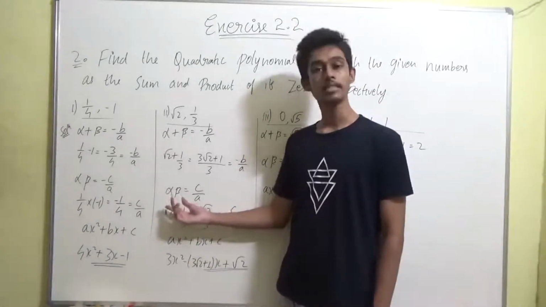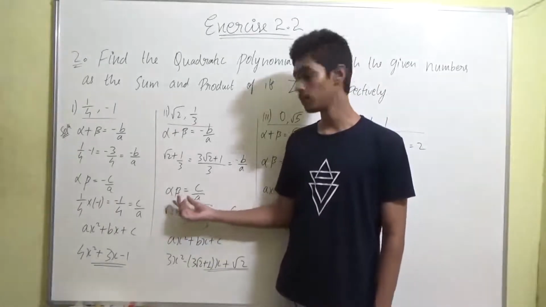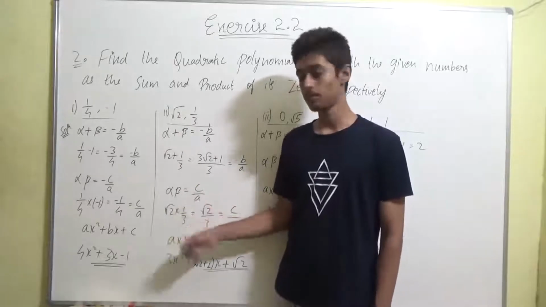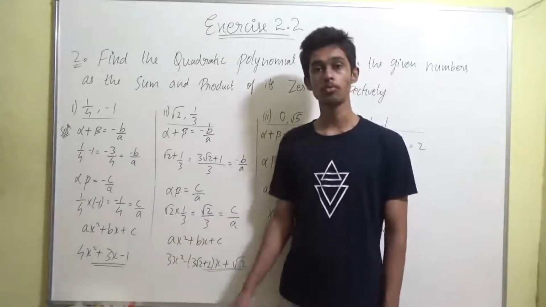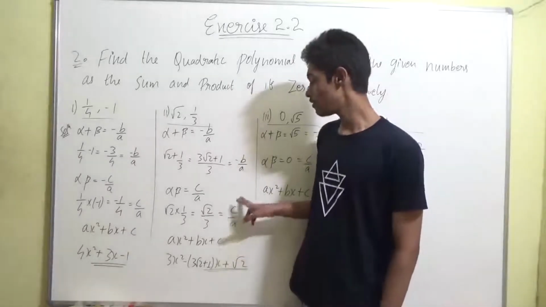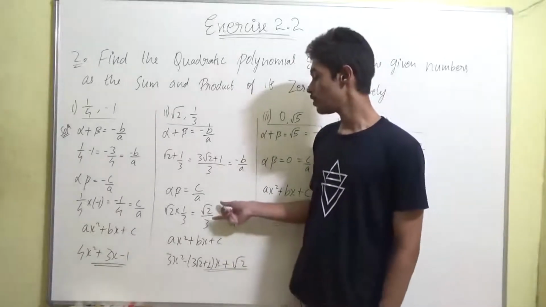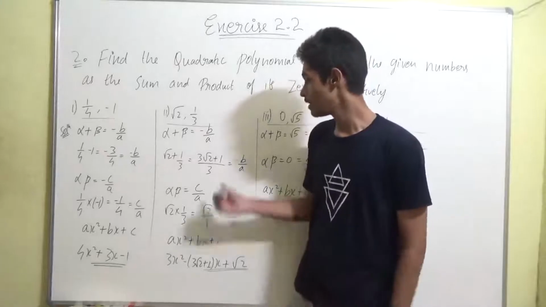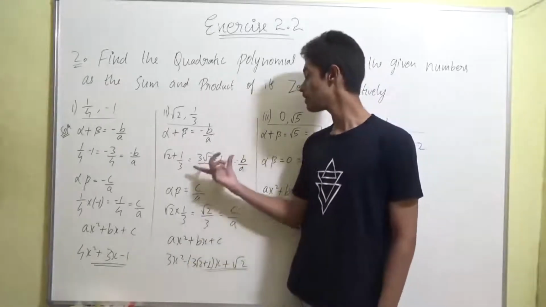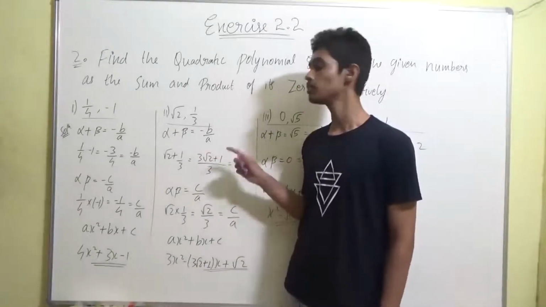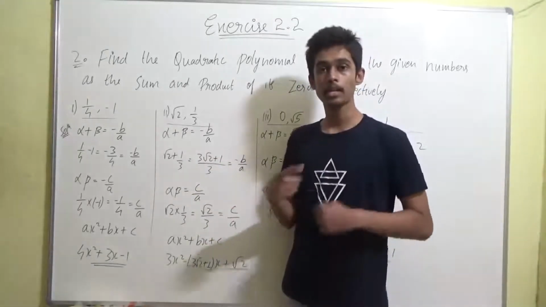Now to find the rest of the terms, let's do alpha into beta, which is going to be equal to c by a, which is root 2 into 1 by 3, which gives us root 2 by 3, which should be equal to c by a. So now we have to just plug in these values, guys. We have got this as the value of minus b. So the value of b is going to be minus of this whole, because minus into minus is going to give us plus, right? Let me tell it once again.